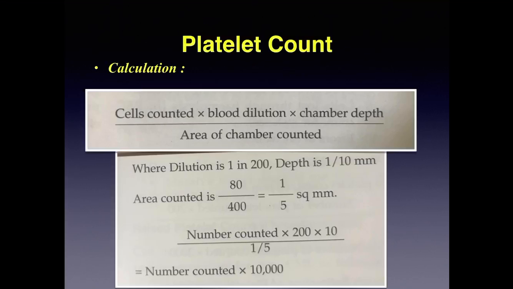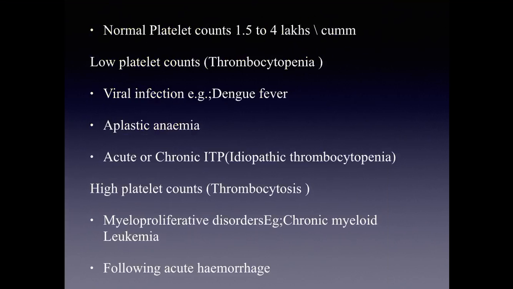Once the platelets are counted in the central large square, next we proceed with the calculation. The formula here is the same as for the RBC count: the number of cells counted multiplied by 10,000. That gives us the total platelet count. The normal range of platelet count varies from 1.5 to 4 lakhs per cubic millimeter.